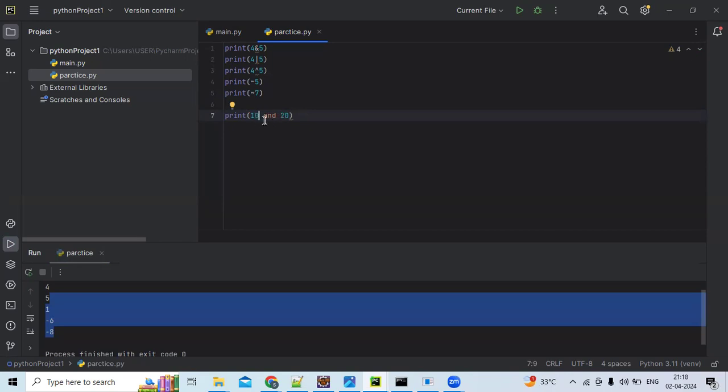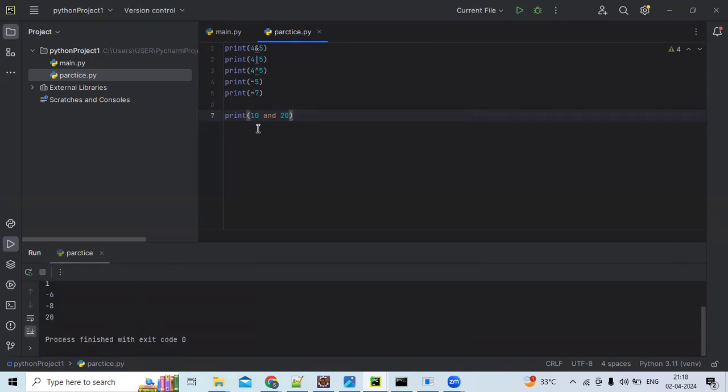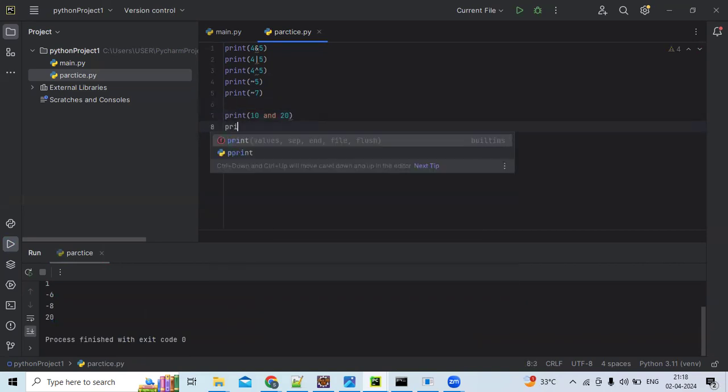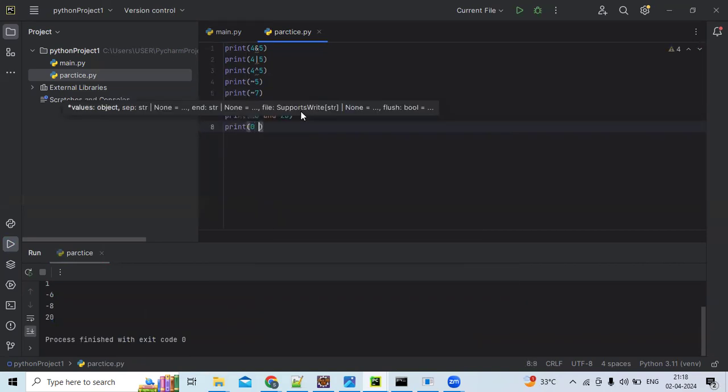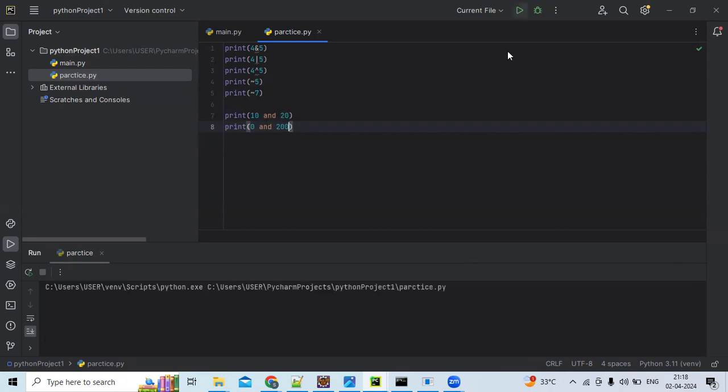But here the answer should be y, right, guys? Because the x is not false. Am I correct, guys? Yes, see, because the x is not false, the answer goes to y. Okay. So if you do print 0 and 200, now my x value is false, so answer is x, which means 0. Am I correct, guys?